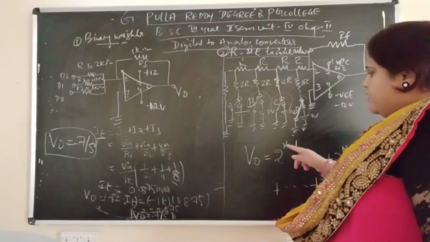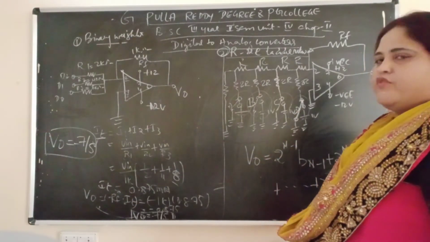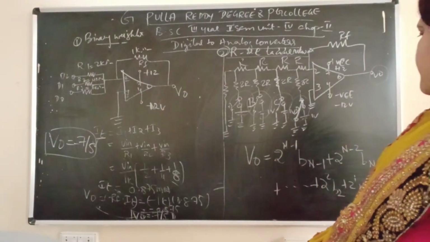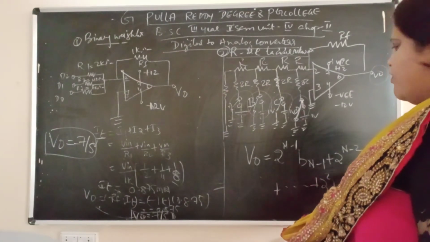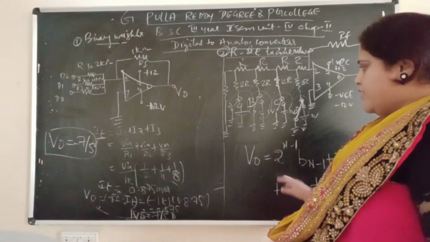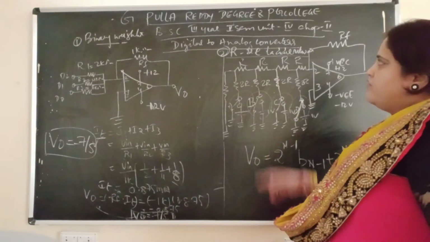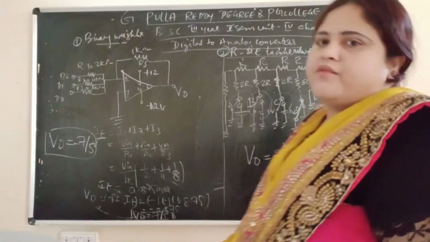2 power n minus 1, Bn minus 1, where n minus 1 relates to the number of inputs. This is the total formula, and you should remember it. This is your output formula for the R2R ladder network method.